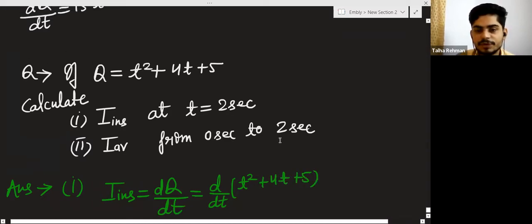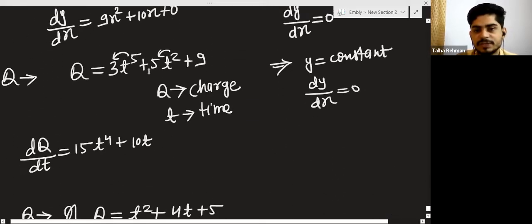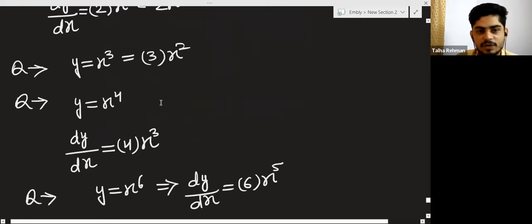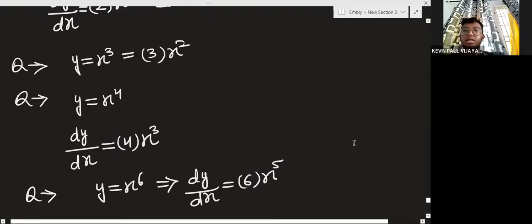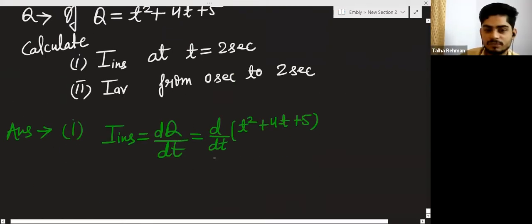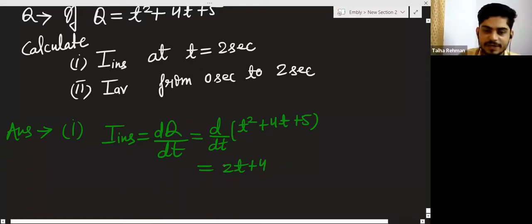In the same way you have to differentiate. Like here you have differentiated, earlier you differentiated x cube. What did you do? You write 3 first, and after that decrease 1 power. Here, what will you do? 2t. Very good. And this will become 4. And 0.